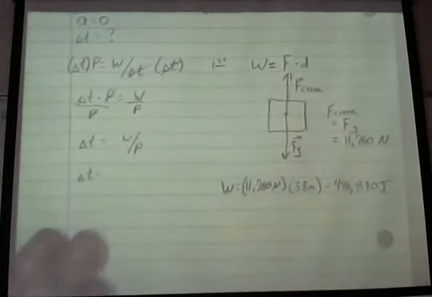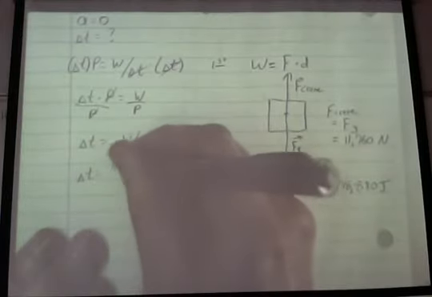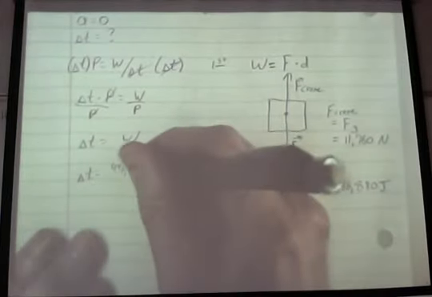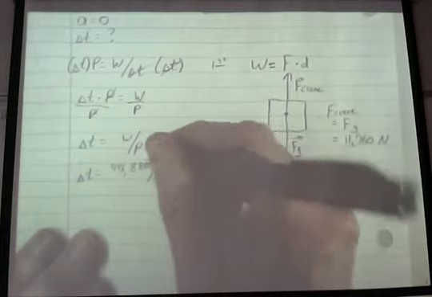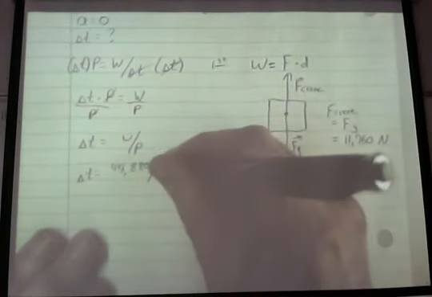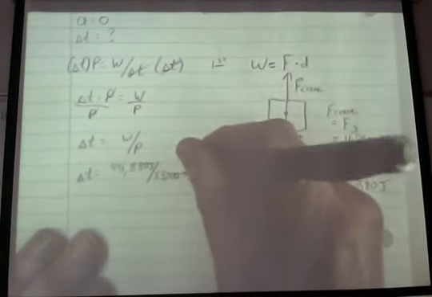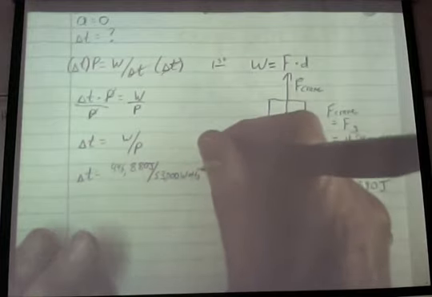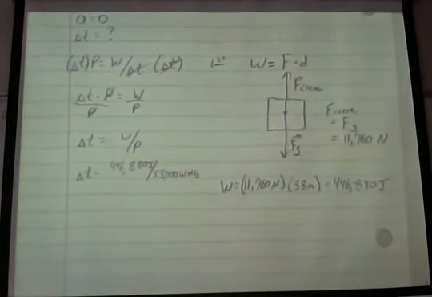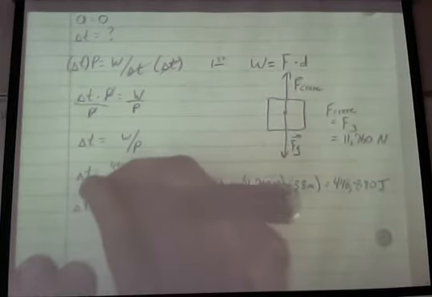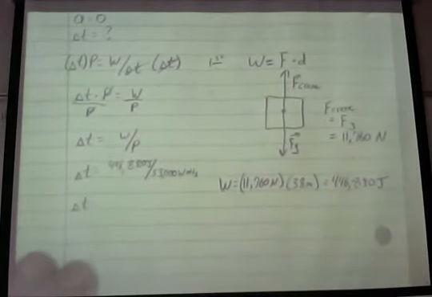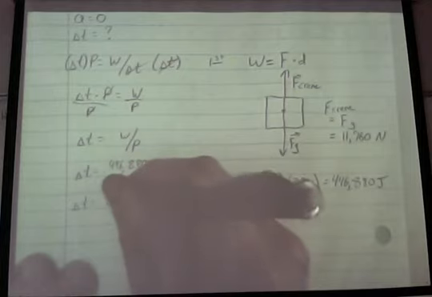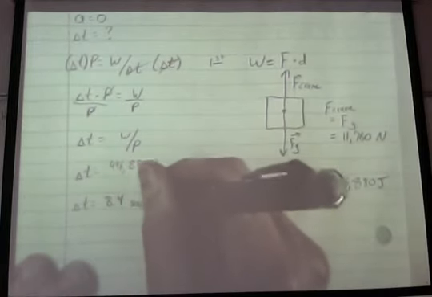So our time is going to be our work, 446,880 joules, divided by the power, 53,000 watts, or 53,000 joules per second. Might be a better unit to use here since we're working with joules and we want our answer to come out in seconds. We can see that the units cancel appropriately. And we'll get an answer here, rounded to 2 sig figs, of 8.4 seconds.